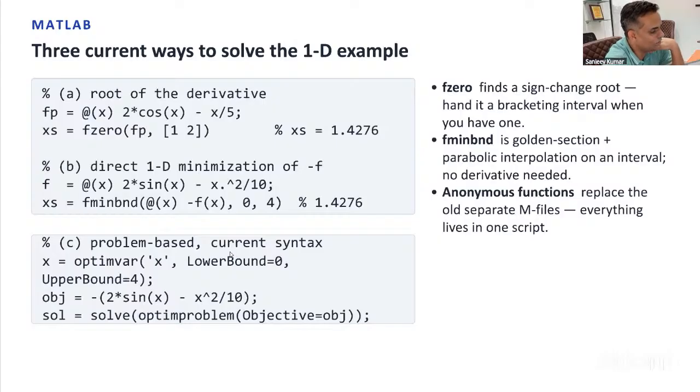And then you can use problem based also. Like you pass x equals optimvar, to optimize the variable x, lower bound is 0, upper bound is 4, that is the interval in which this x lives. And then you can define your objective function, and then you can call the solve command. So optim problem objective equals this function. So that's all. It will choose the relevant solver and it will give you the answer. So these are the three ways which I told you, the three workflows for this 1D problem.